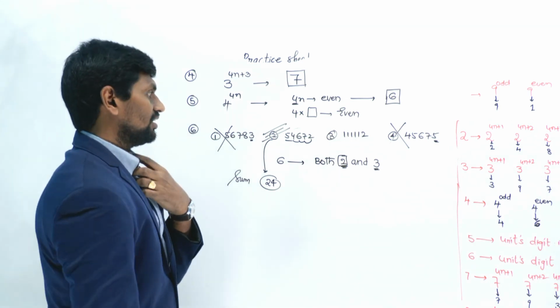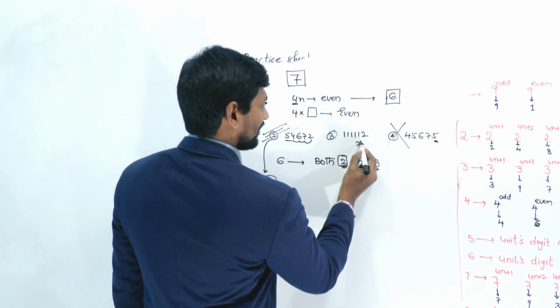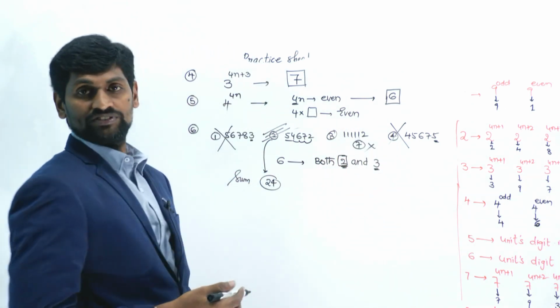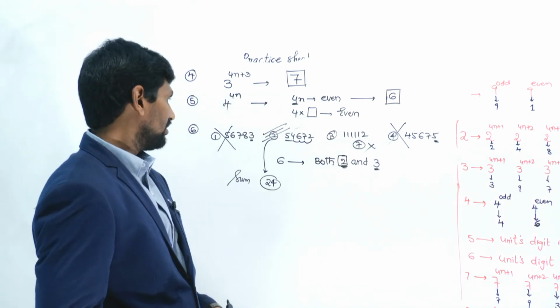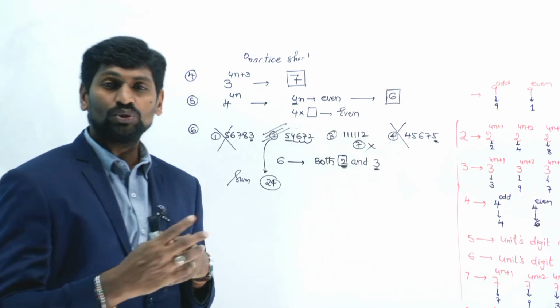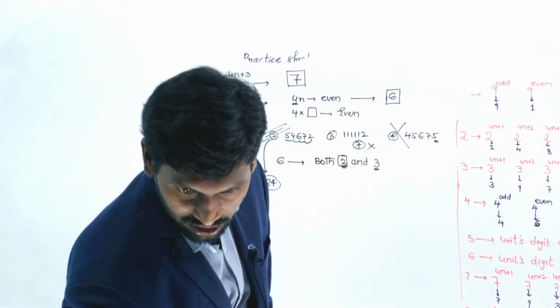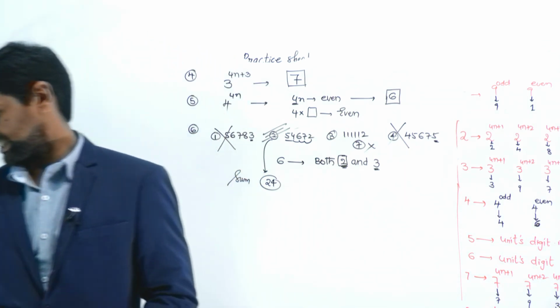Now let us check here. Sum of digits is 7. 7 is not a multiple of 3. Clear? So while checking the 6th rule, we need to check the 2 rule as well as the 3 rule. Okay, so let us go to the next question.